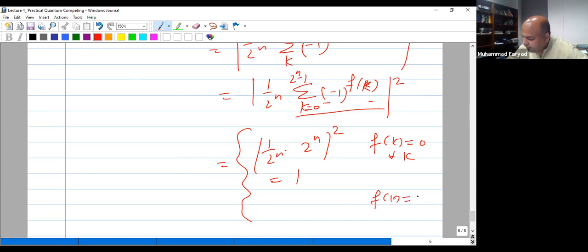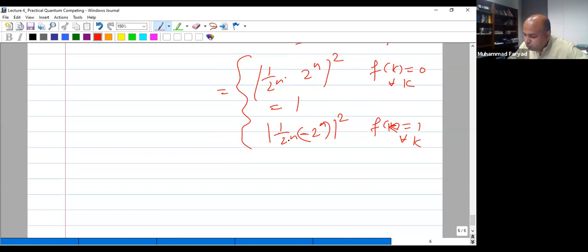If f(k) is 1 for all k, it is still a constant function, but now the output is 1. So (-1) to the power 1 is minus 1. Now I sum minus 1 for 2^n times. So I will get 1 over 2^n with a minus sign, absolute squared, which also means the 2^n cancels with 2^n, and I get (-1) absolute squared, and it becomes 1. So if your function is constant, your probability of measuring the zero state is absolutely 1. You will not measure any other state.